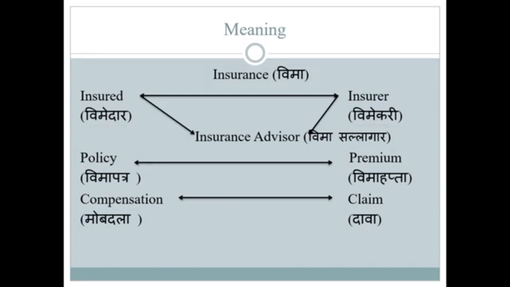Now in this insurance process, what actually is done? The person who is in need of an insurance policy approaches the insurance company. After approaching the insurance company, he files the documentation and applies for the insurance policy. After proper documentation, he is asked to pay an amount, which is commonly known as premium.